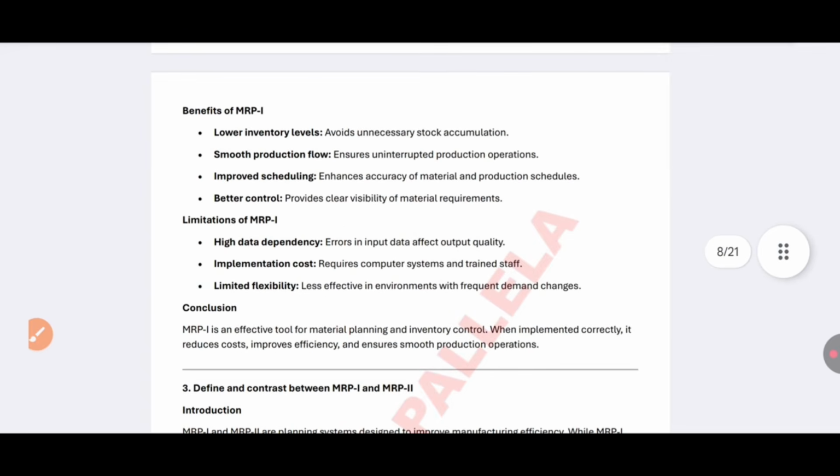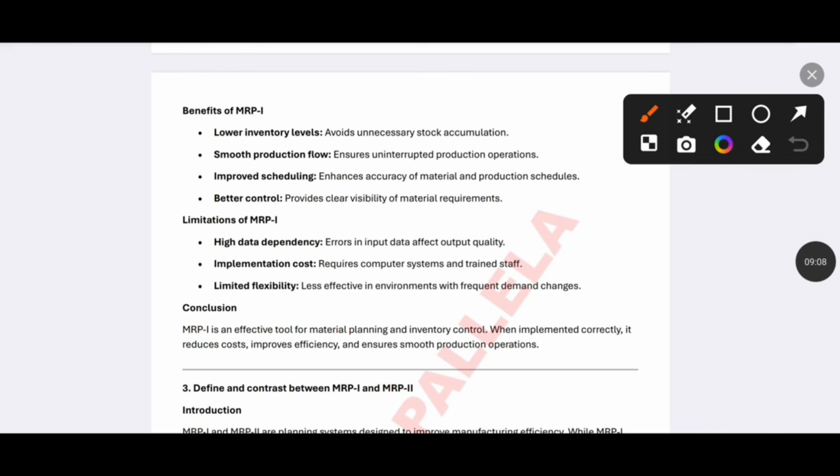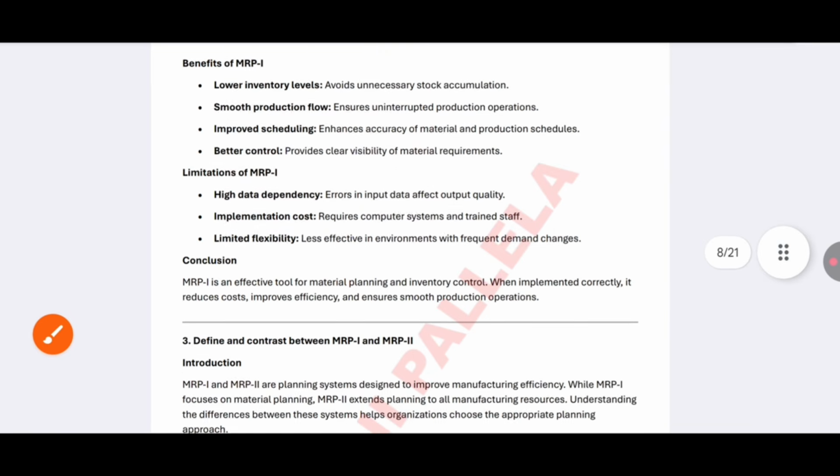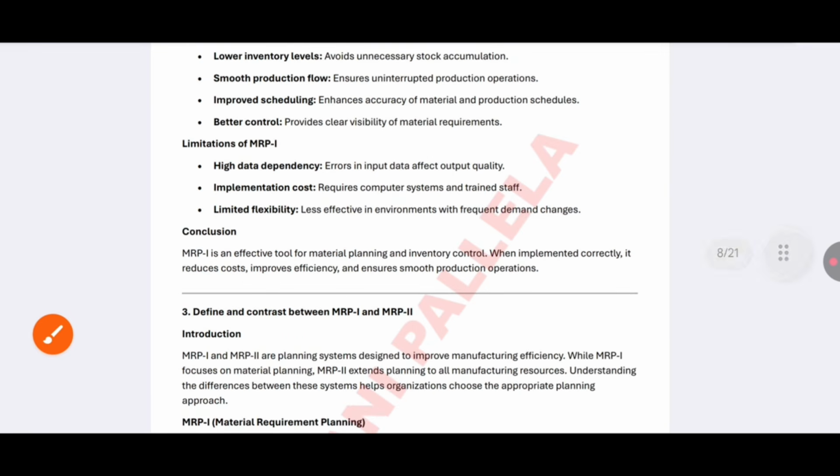Then what are the benefits of this MRP1? First one, lower inventory cost, smooth functioning, improved scheduling, and better control. Disadvantages: high dependency is one of the main disadvantages. Implementation cost will also be more. Limited flexibility will also be there. So MRP is an effective tool, and along with that it improves the smooth functioning of the business. It improves the efficiency and effectiveness of the performance also.